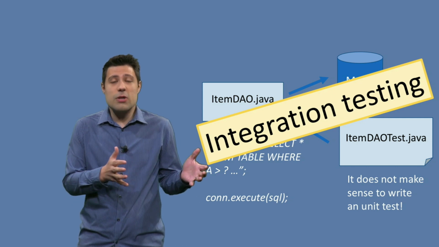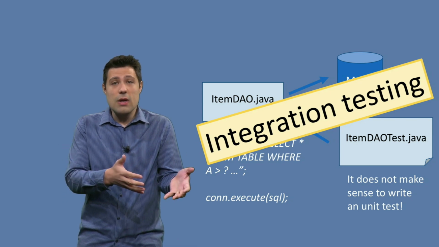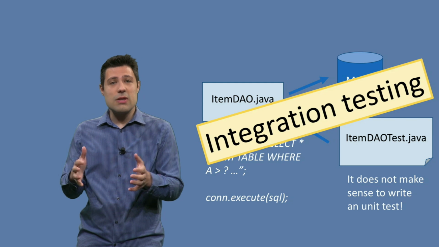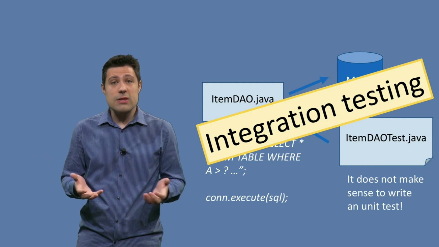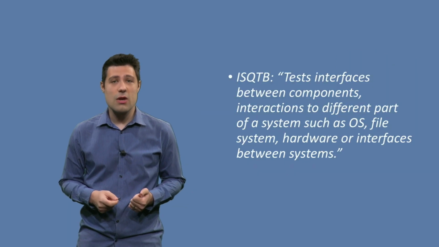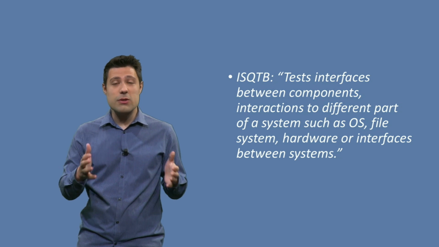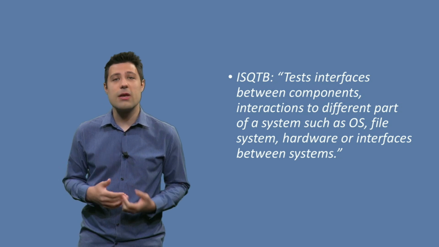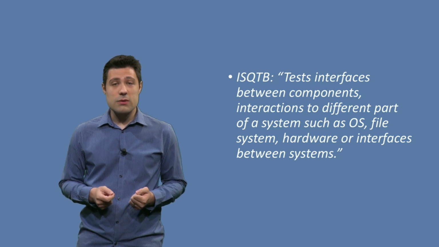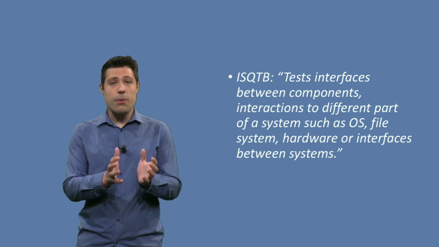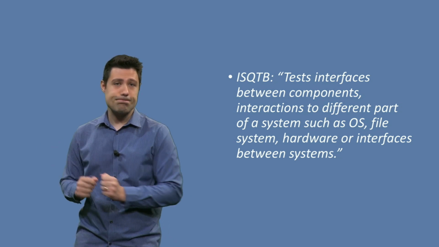It's not a unit test because you're not testing it in isolation, because you go to the database. But it's also not a system test because you're not testing the whole system together, but just a small piece of it. The ISTQB book defines integration tests as when you test interfaces between components or interactions with different parts of the system, such as the OS, file system, hardware, or interfaces between systems. So that is the idea: when you're testing one component of your system talking to another component of your system, and usually an external one.